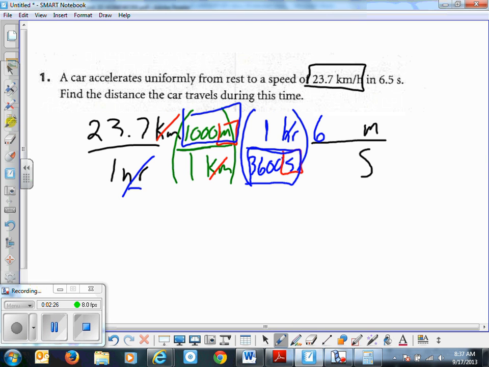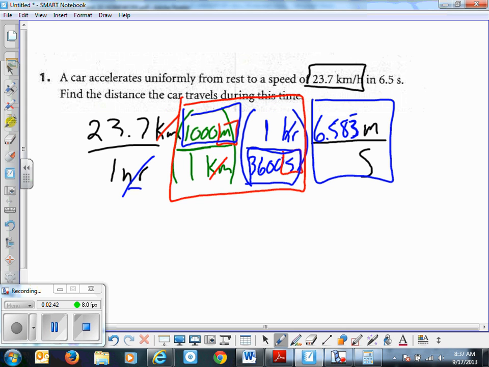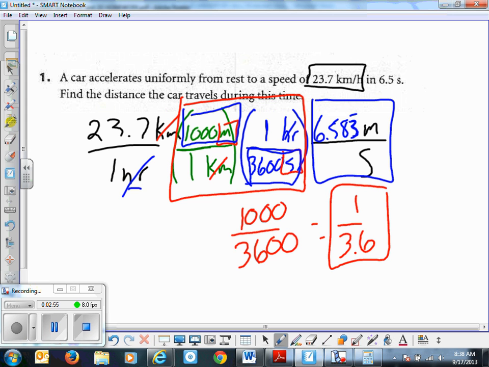So that's 6.583 meters per second. Now, factor labeling is something you need to be able to do for a lot of classes. If you look at this right here, you can just look at the factor as 1,000 over 3,600, which is equal to 1 over 3.6. So anytime you want to change from kilometers per hour to meters per second, you can divide by 3.6. And that should give you the same answer.